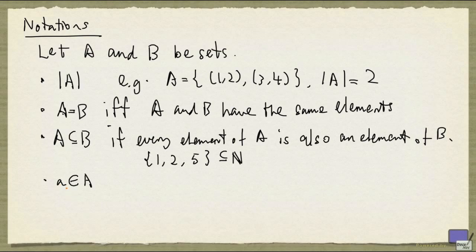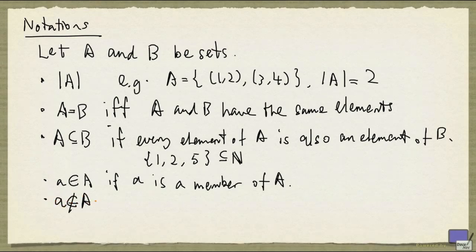If a is an element of the set A, then we write like this. So, a is a member of A. And if it is not a member of A, we put a slash across this symbol here. So a is not a member of A.